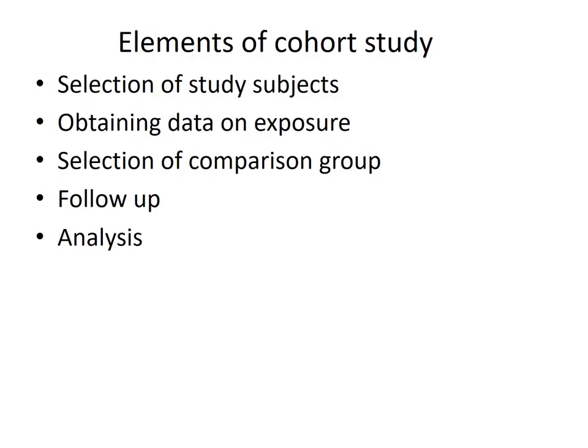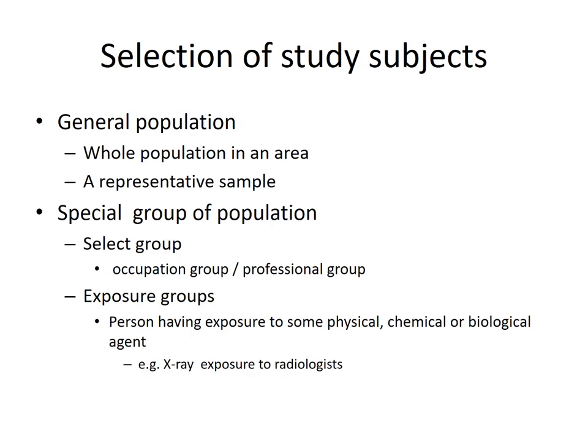Elements of cohort study: we select the study subjects, obtain data on exposure, select a comparison group, and follow up. First, selection of study subjects. We can choose the study subjects either from the general population or from a special group of population. So we could start with the whole population in an area, which sometimes could be extremely difficult to obtain, so we rather select a representative sample from this area.